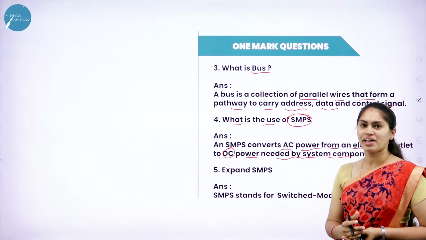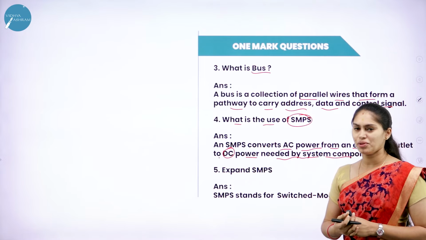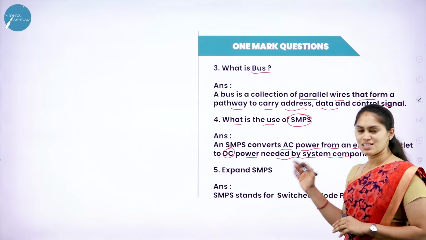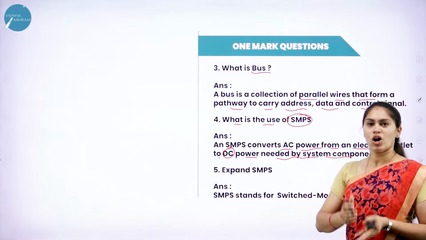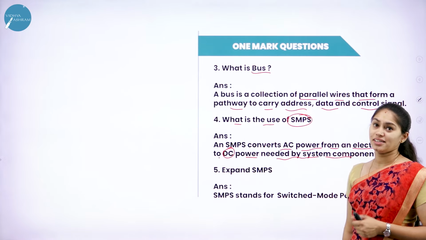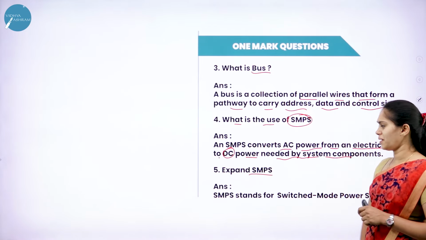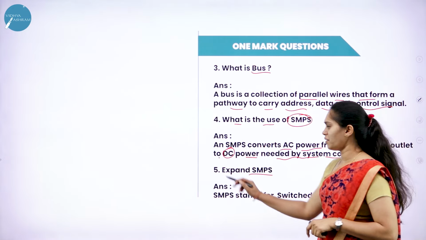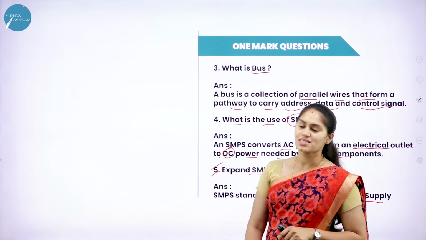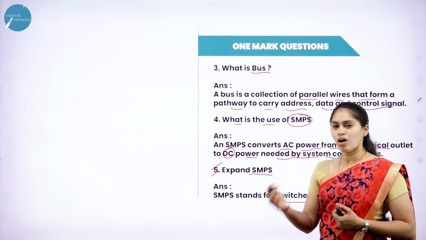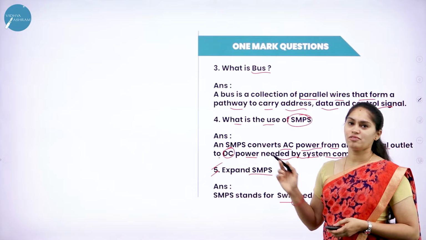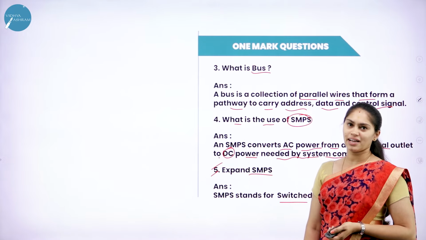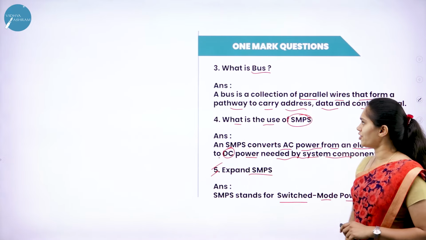So in order to have efficient usage of the components of a computer, we require a power supply. This SMPS is going to convert the alternating current to direct current. Then what is the abbreviation of this SMPS? That is switched mode power supply. This is also a most frequently asked question for 1 mark. Expand SMPS. All the expansions from this chapter are very important. You should not neglect them, in order to score full marks.